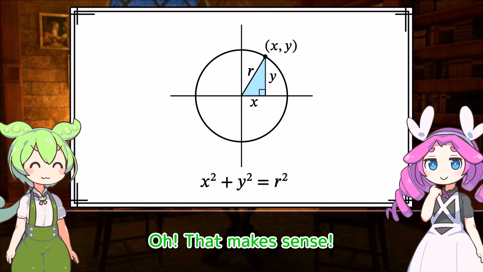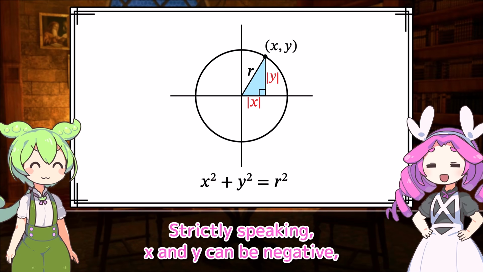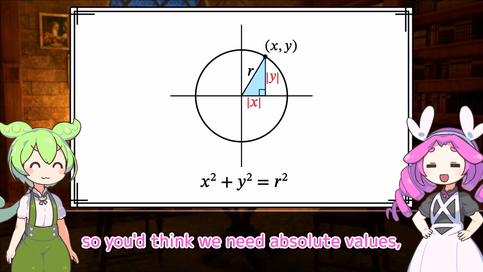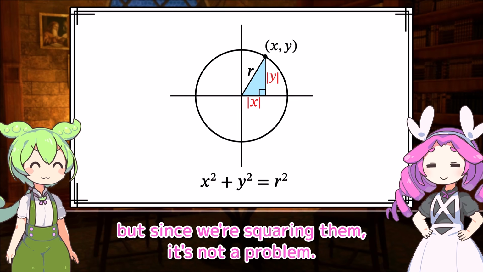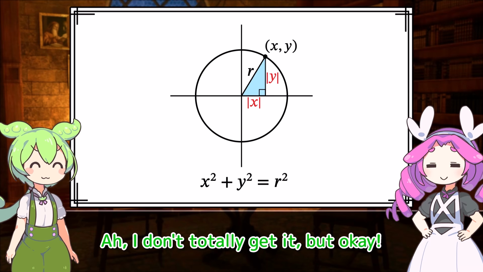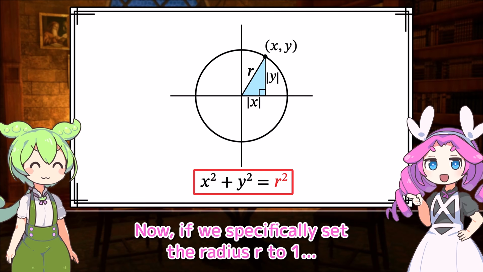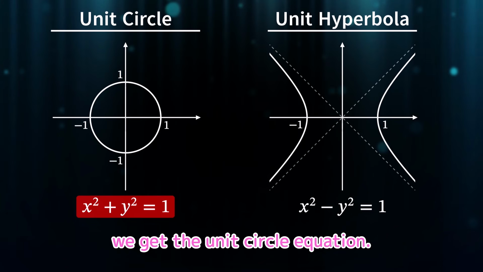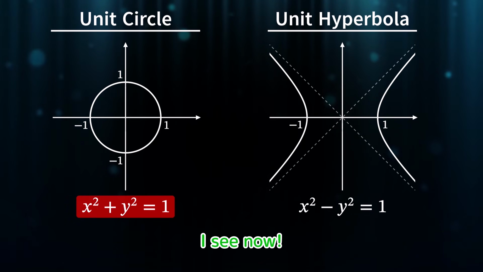Oh, that makes sense. Strictly speaking, x and y can be negative, so you'd think we need absolute values, but since we're squaring them, it's not a problem. I don't totally get it, but okay. Now, if we specifically set the radius r to 1, we get the unit circle equation. 1 squared is 1. I see now.